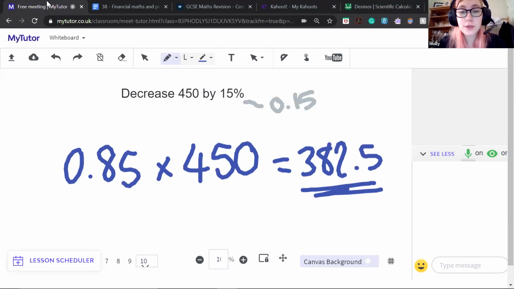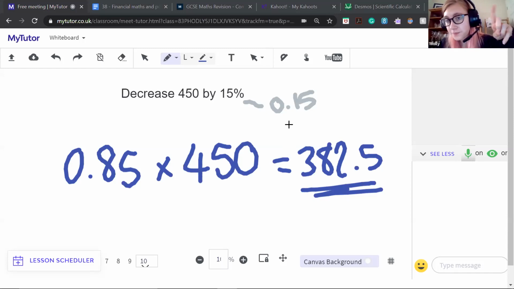And this is super, super useful. We can also use this for reverse percentages. So we'll have a look at one question on reverse percentages, the final word question I have, and then we'll do the Kahoot. That's the plan for the rest of it.